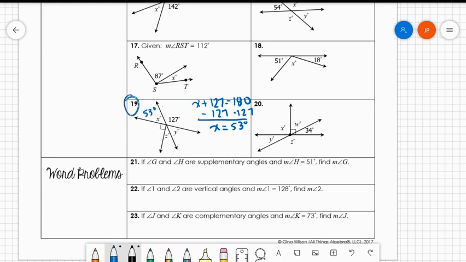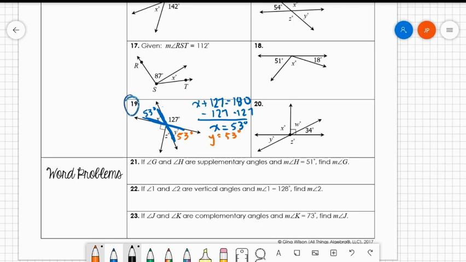Something that you should see now is, remember those, honestly, these should be some of your favorite angles, your vertical angles. These two right here are vertical. Well, I know x, we just said that that was 53. So if that's the case, I know y. So y is also 53, because vertical angles are congruent.